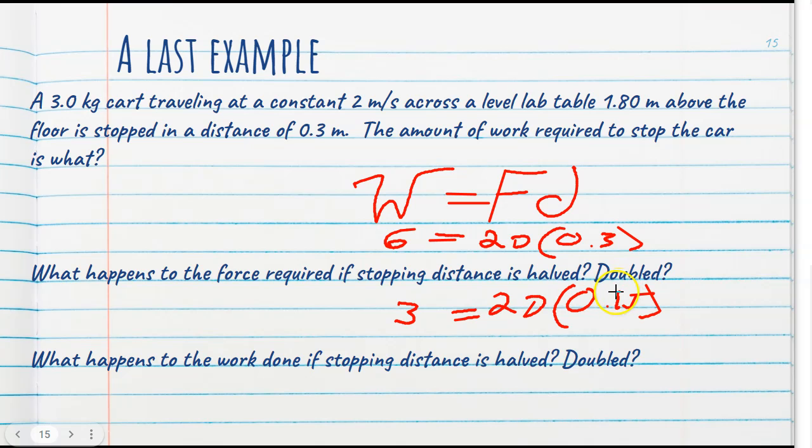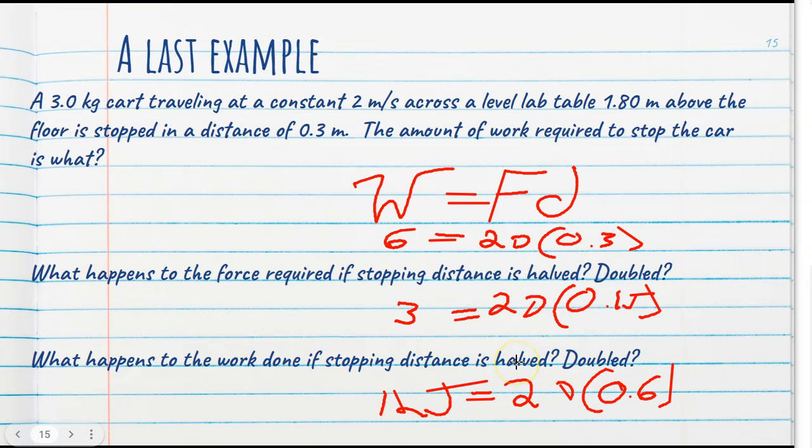So our work goes down because our stopping distance went down. So we're not able to apply that force for the same amount of distance, so we're not able to do as much work, is what that means. We're not able to get that energy out. What happens to the work if the stopping distance is doubled? We did halved. Silly. 0.6 times 20 is going to give me 12 joules of work.